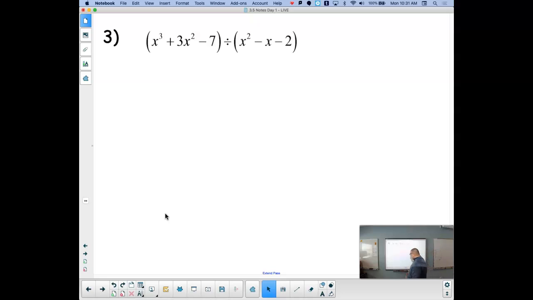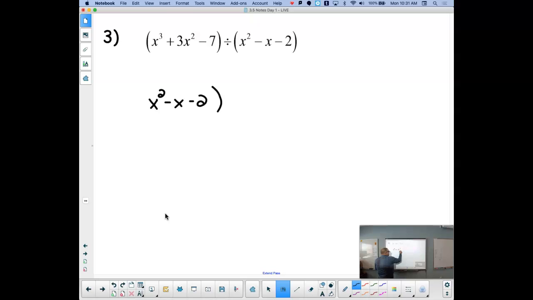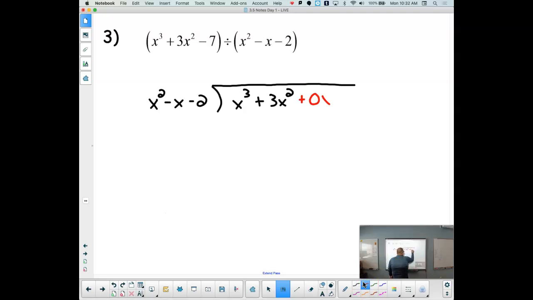So we set it up very much the same. Okay? So x squared minus x minus 2 goes on my outside. On my inside goes x cubed plus 3x squared plus 0x, because I got to have that placeholder right there, minus 7.